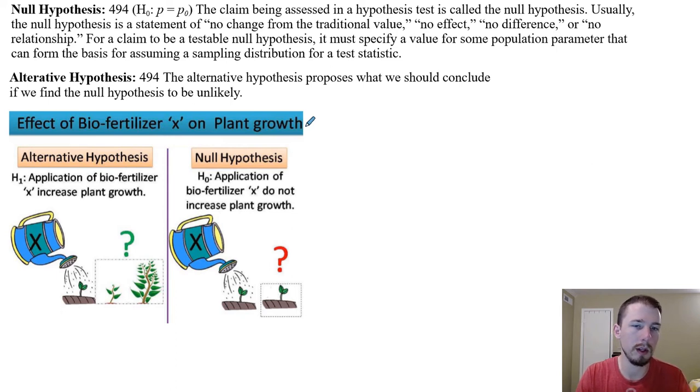The alternative hypothesis proposes what we should conclude if we find the null hypothesis to be unlikely. So that would be either that it has increased, or it has decreased, or it has changed in general.